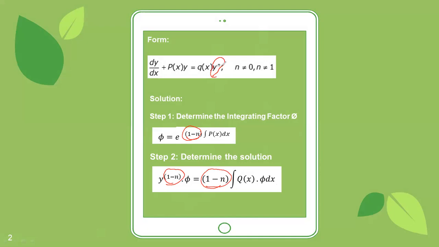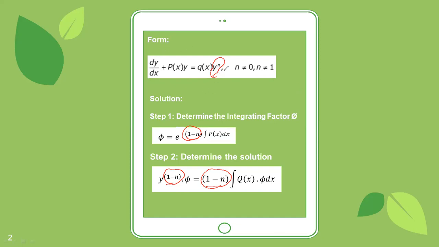So the n, rather, the exponent of y written on the right side could be any number. It could be a decimal, it could be negative, it could be a fraction, it could be a whole number, as long as it's not 0 or 1. Because it will not be a Bernoulli equation anymore if your n is equal to 0. If your n is equal to 0, this one would be linear, because anything raised to 0 is 1. So this will be converted into a linear first order DE in form.